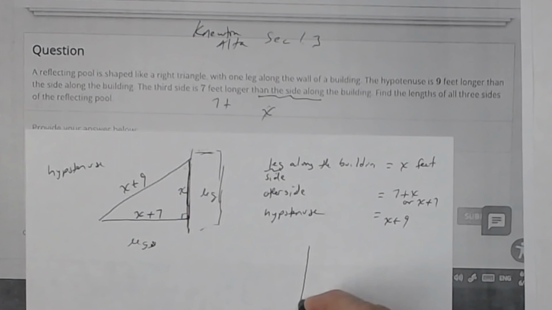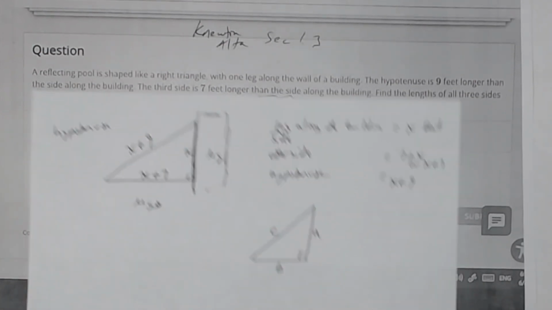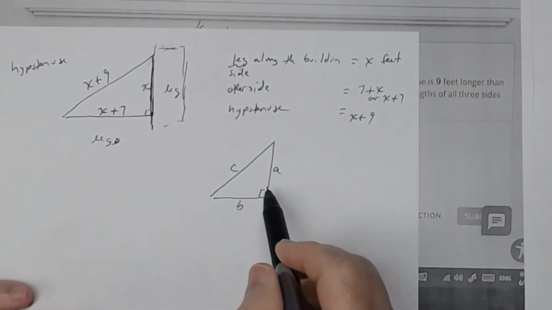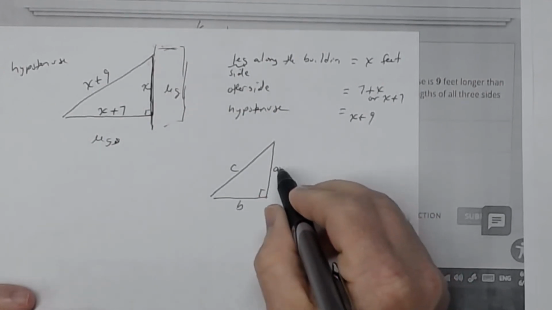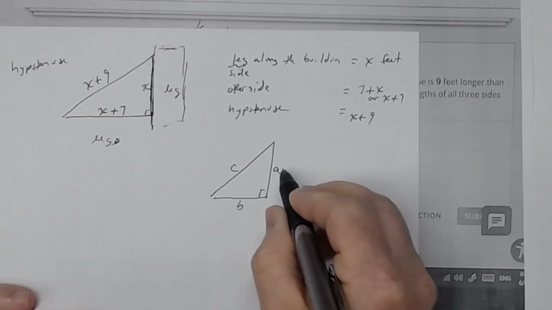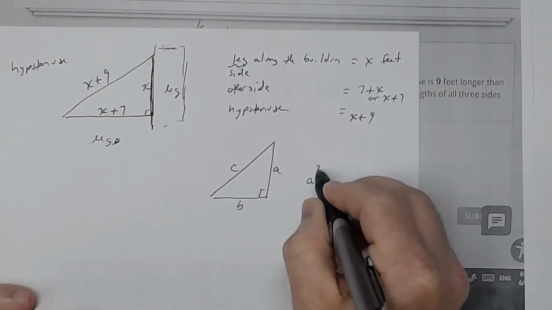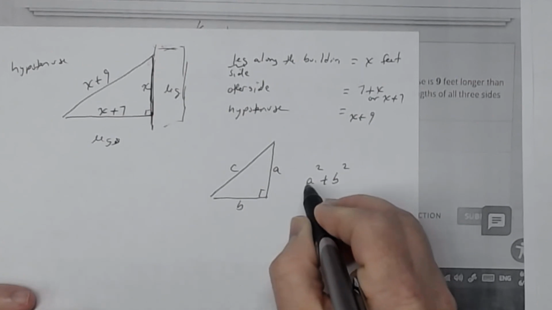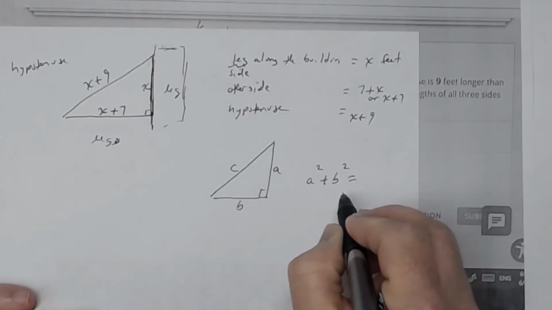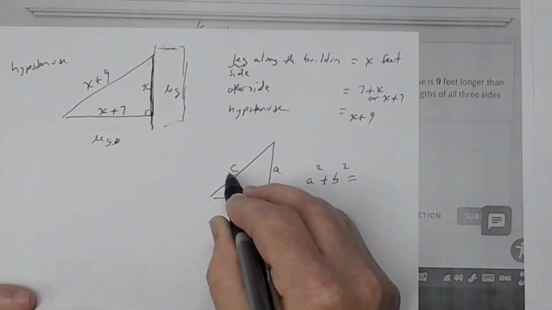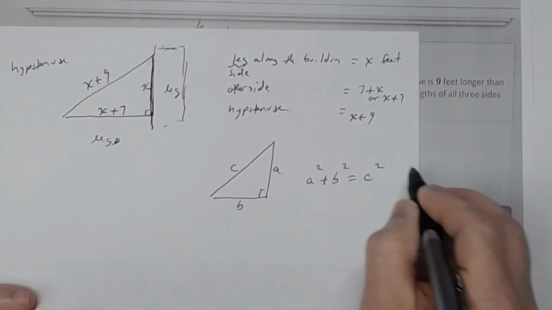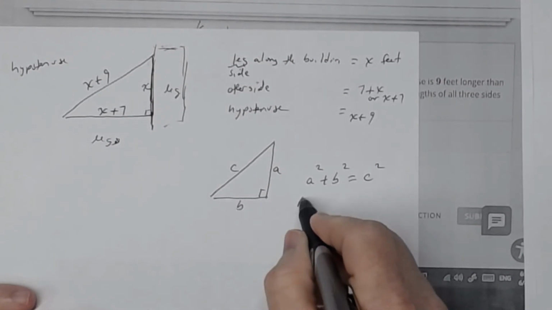Now remember, Pythagorean theorem says this. So this is a, this is b, and this is c. There's a relationship between those three sides of a right triangle. If you square the legs and add them up, so a squared plus b squared, the relationship is that this will always equal the hypotenuse squared. That's what that is. So that's the Pythagorean theorem.